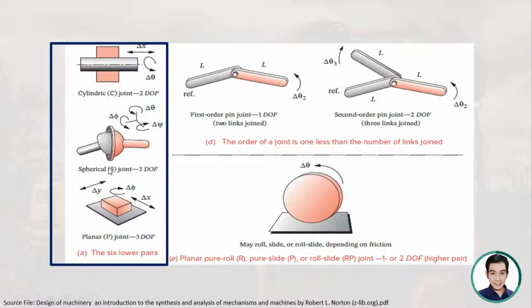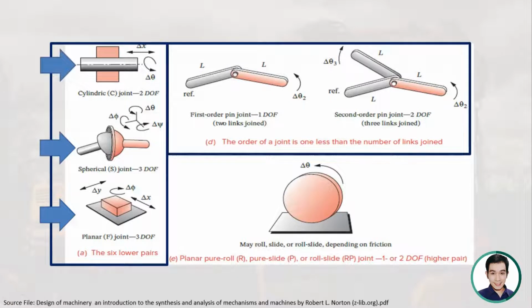For the spherical joint, just like a ball and socket, it has 3 degrees of freedom because you can rotate it to the left, to the right, in 3 directions. So that's why it's a spherical joint. It has 3 degrees of freedom. Same also with the planar joint here. You can move it in the X direction, the Y direction, or rotate it. So that's why it has 3 degrees of freedom.